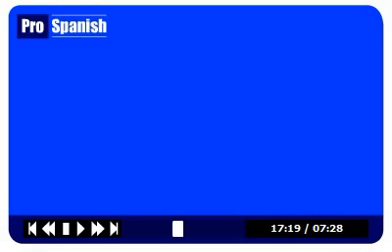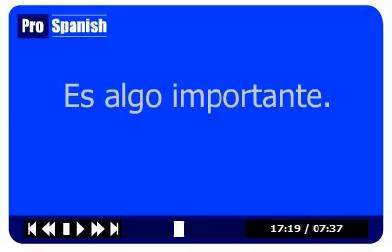And using algo, again, something, how would we say it's something important? Es algo importante.